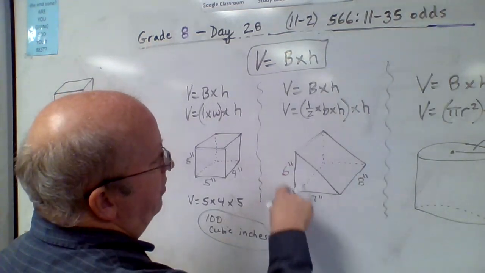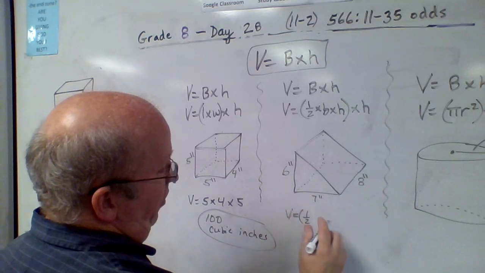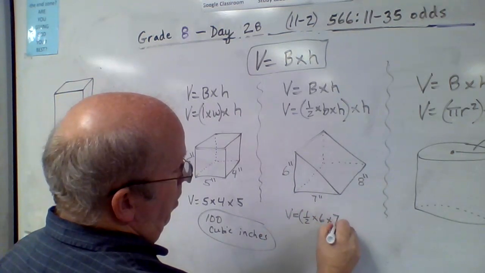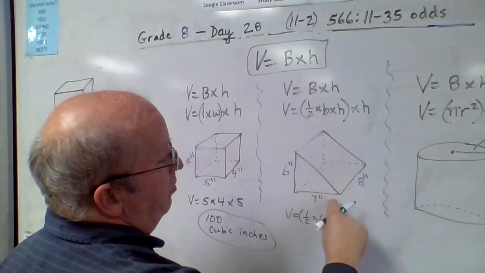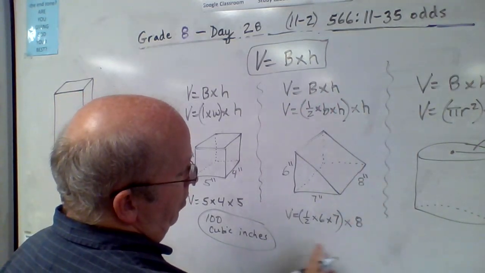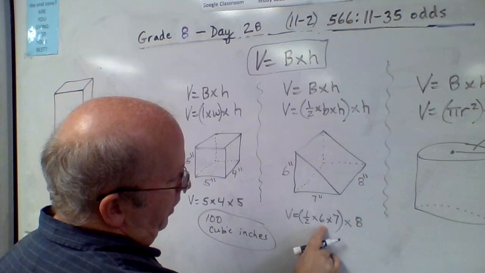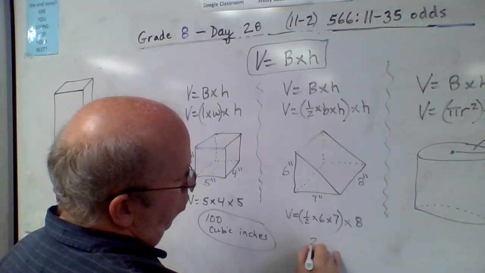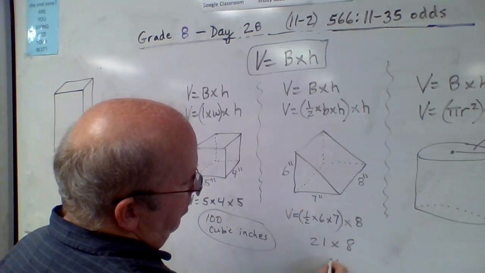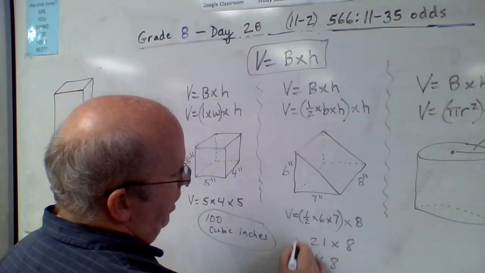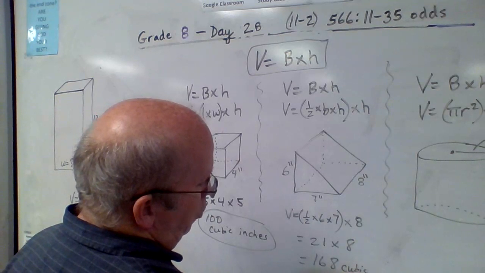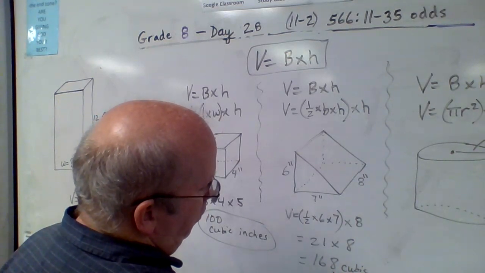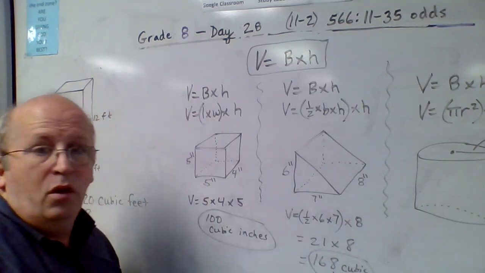times the base and height of the triangle, which is the 6 and the 7, times the height, the distance between those two bases, which is 8. 1/2 of 6 is 3. 3 times 7 is 21. 21 times 8 is 168. So our volume is 168 cubic inches in this particular case.